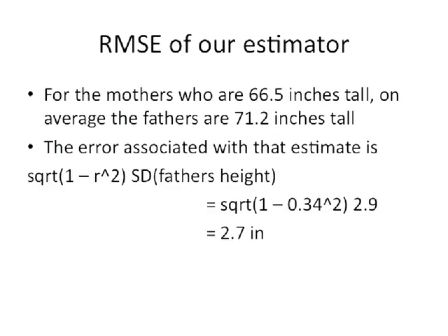That's the square root of 1 minus correlation squared times the SD of the father's height, which is 2.9. So because the correlation's not that strong, there's still a pretty large spread that we have about our average or our regression line, even when we're looking at a small group of mothers or a small group of parents. So that 0.34 is squared. We subtract it from 1, take the square root of it, and multiply that as a factor by the 2.9, and it gives us 2.7.